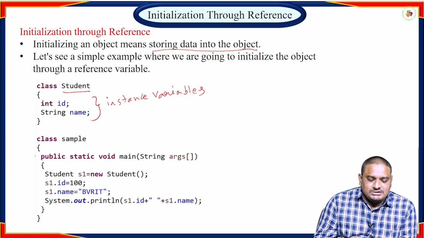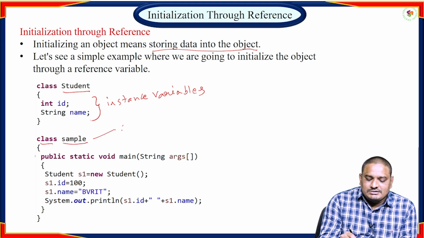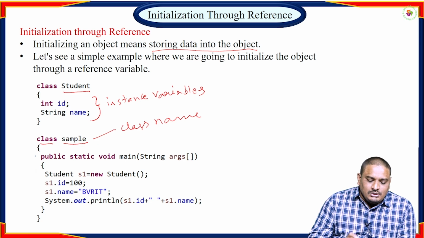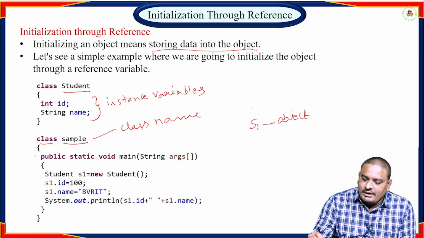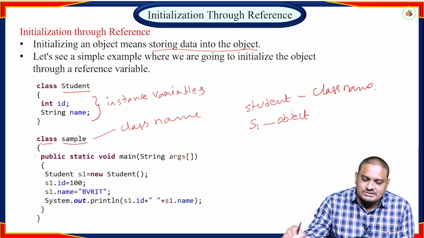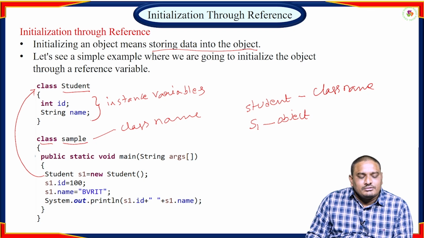The main method will be start. Here the class is a keyword, and Sample is the class name. Now we are creating some object. Here s1 is an object, and Student is the class name. Which class? This class.